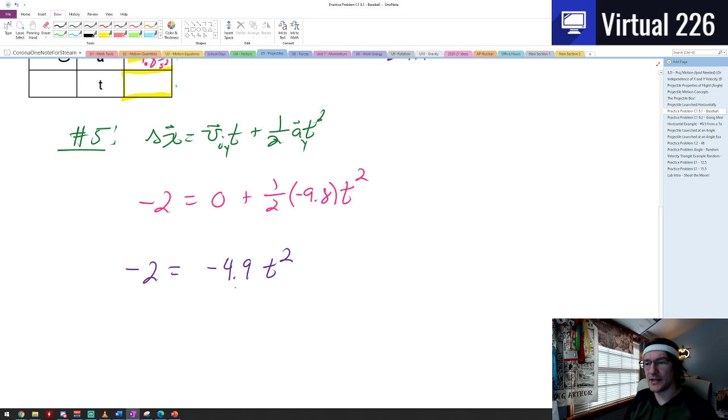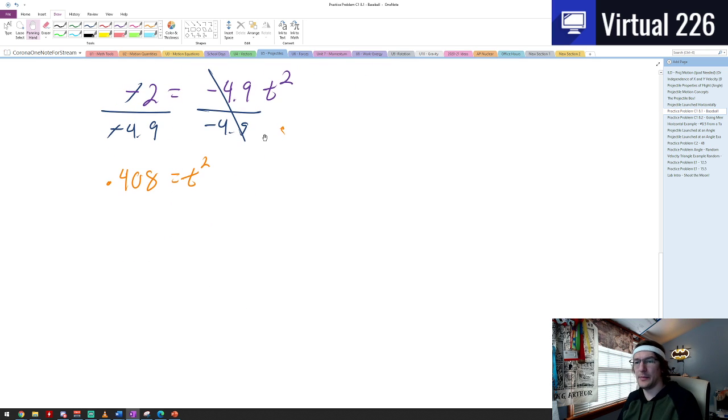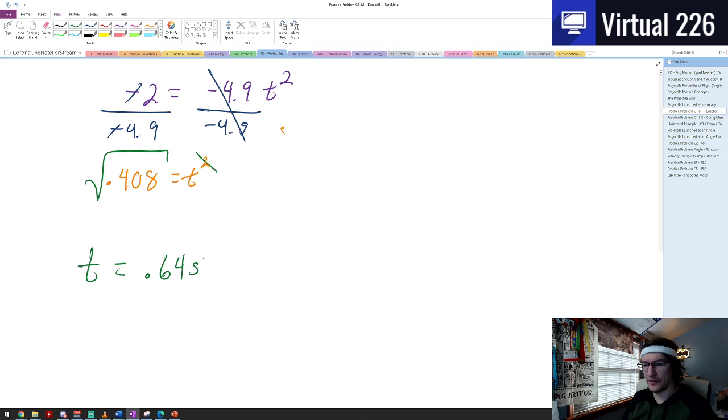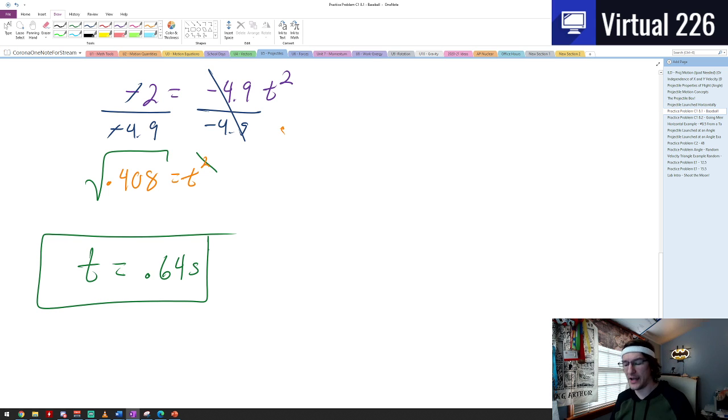And then when I divide each side by the -4.9, my negatives go away. 2 divided by 4.9 is 0.408, which equals t squared. And if I want to get rid of that square, I need to take the square root of each side. So there's the root, it gets rid of that. And I find that t is equal to 0.64 seconds when I round that. So I have time is 0.64 seconds.